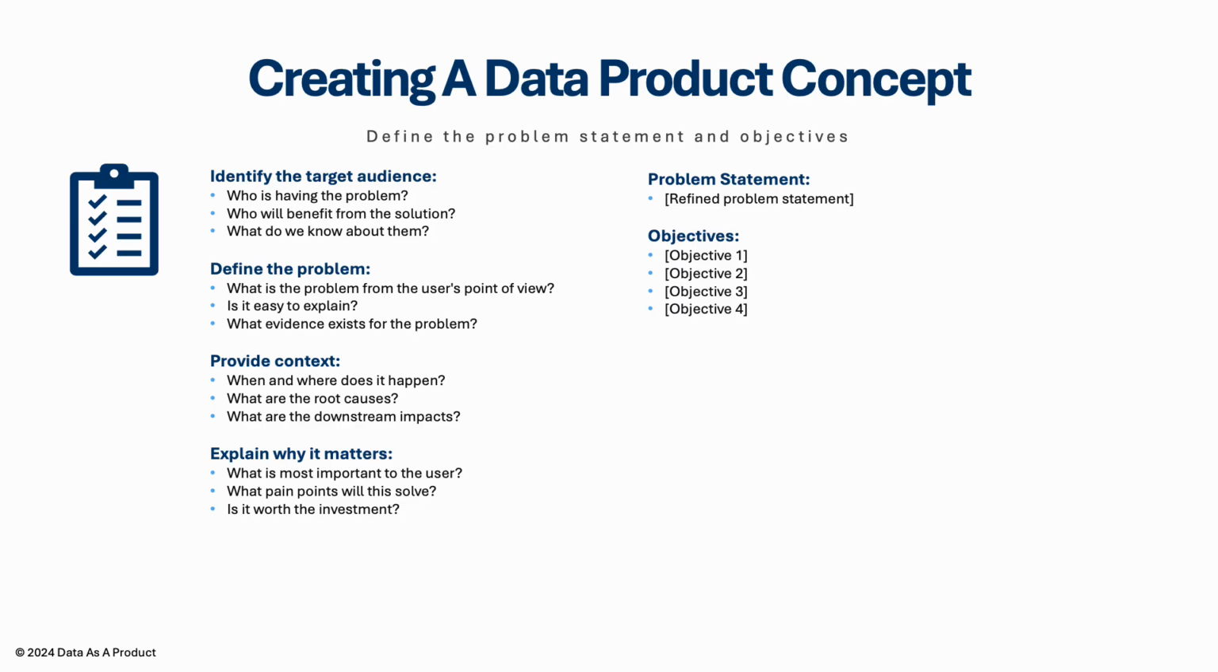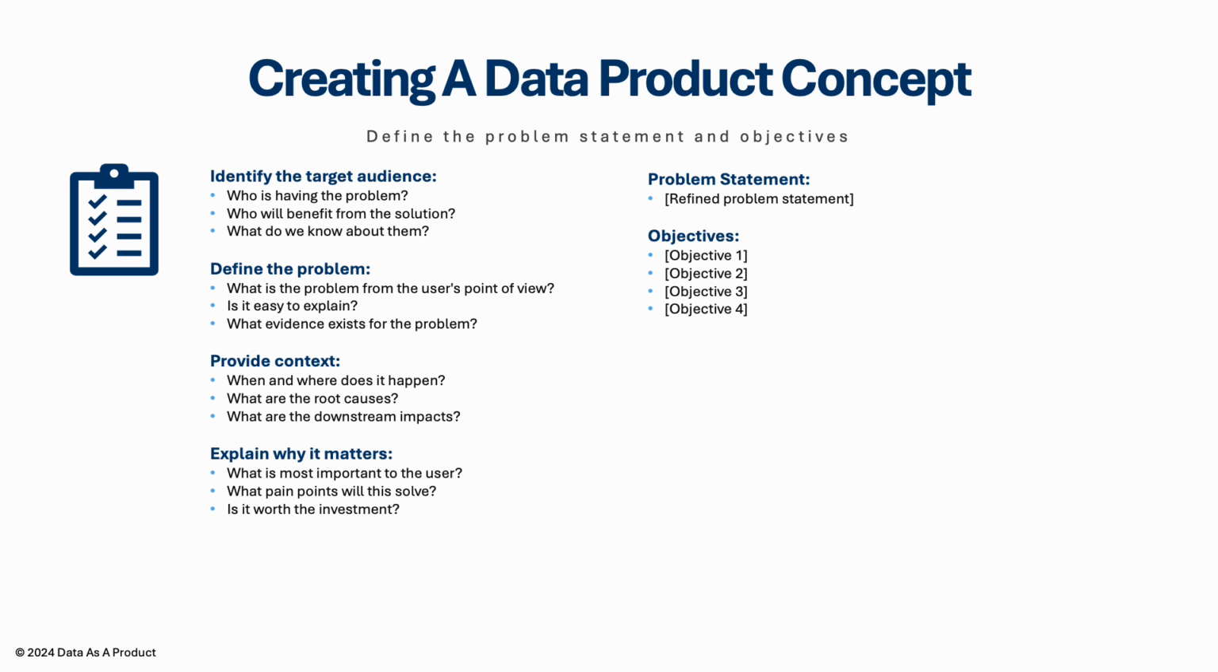The first step is to define the problem statement and objectives. Start by identifying a specific problem or opportunity within your organization or a hypothetical scenario. What data challenges are you trying to solve? What goals are you aiming to achieve with your data product? Clearly defining your problem statement and objectives will guide the rest of your process.